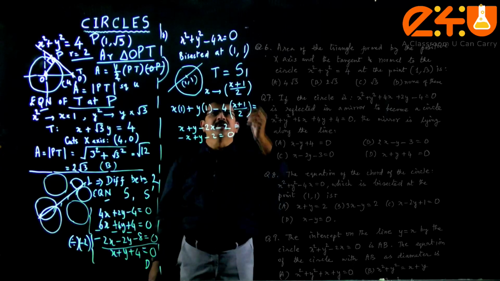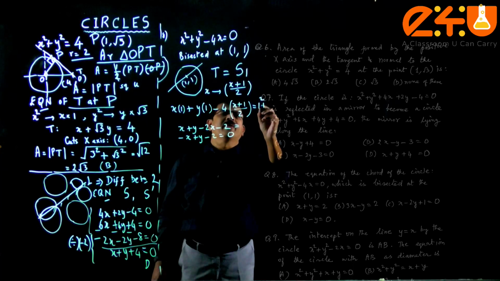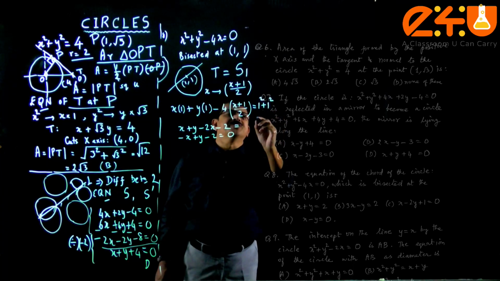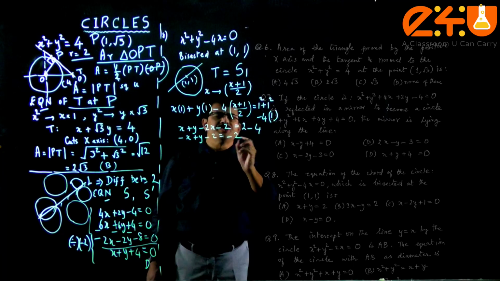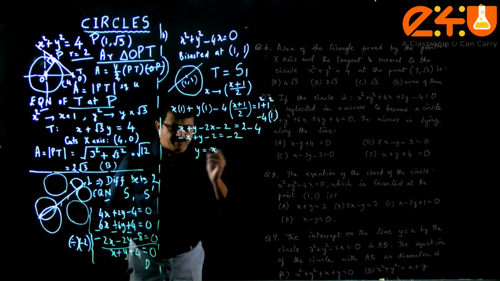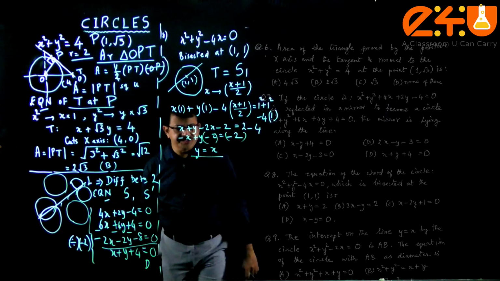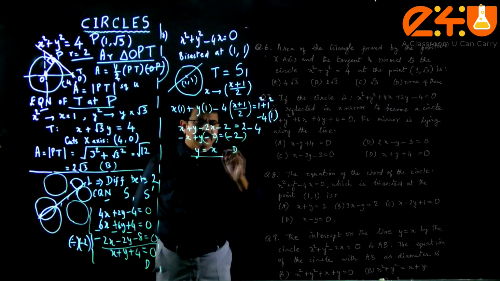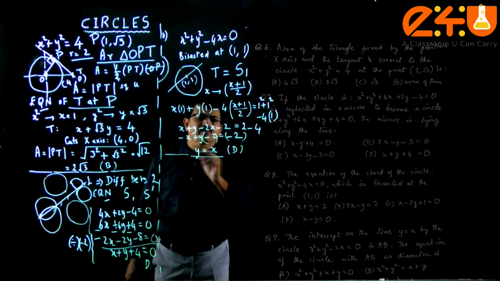Okay, so the S1 I have already told you, substitute 1, 1 in the circle. So it is 1 square plus 1 square minus 4 times 1. That gives 2 minus 4, and we get negative 2. Therefore we see only y equal to x is present. The -2 and -2 on LHS and RHS cancel. So you get option D, x minus y equal to 0.